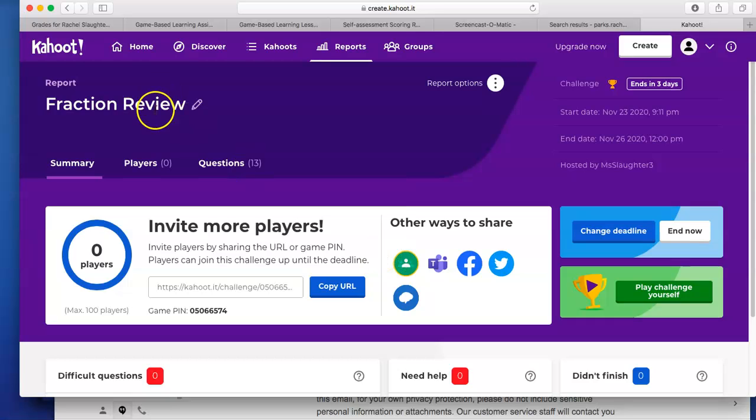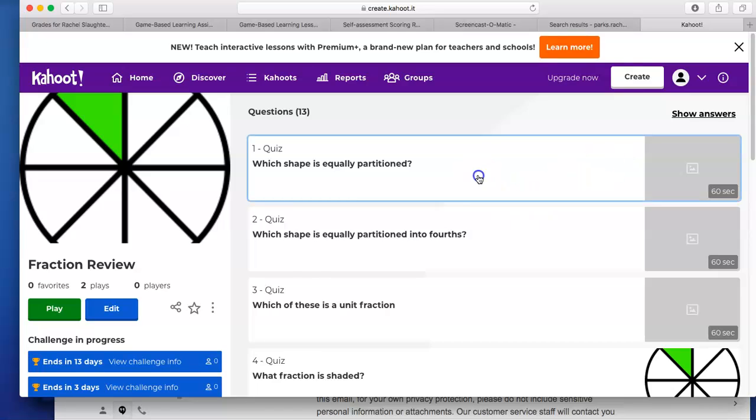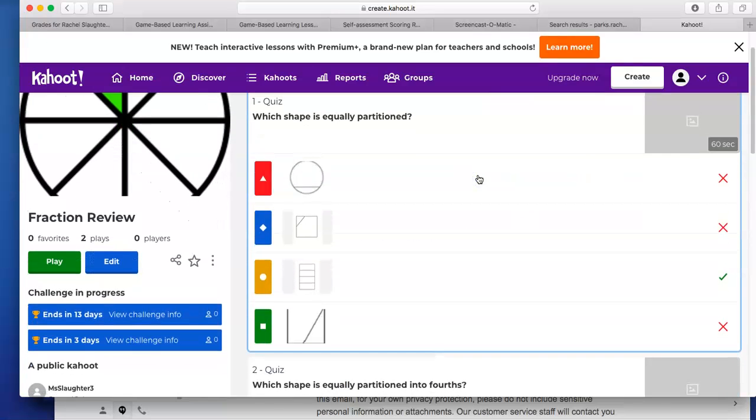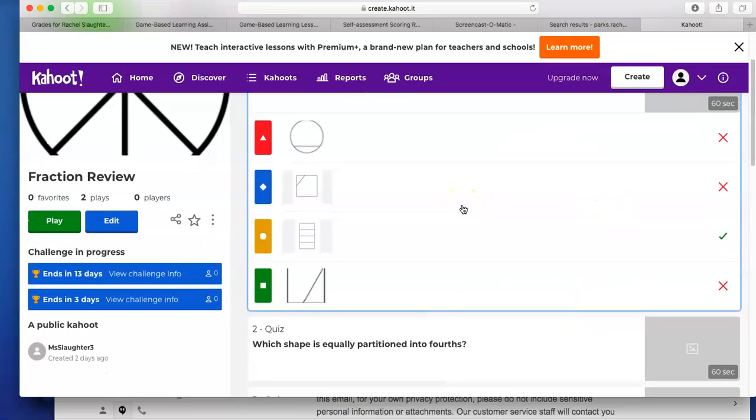Okay, so just to show you what it looks like, you type in your question and you also type in the answers. You can add pictures in the answers, or you can add a picture in the question. And then you also select which one is correct, so the Kahoot can correct them at the end and decide which students got them correct and which didn't.